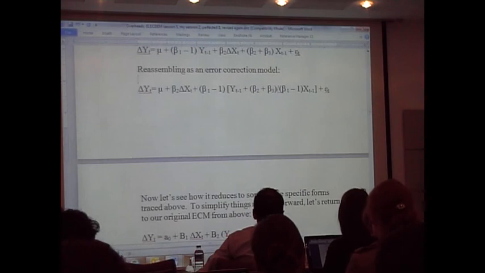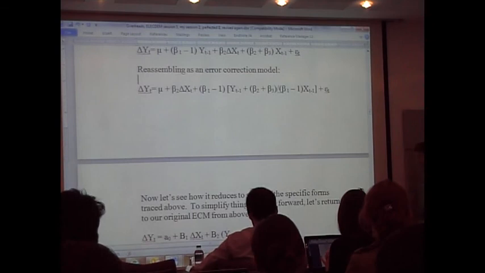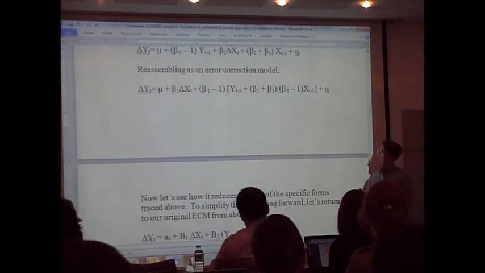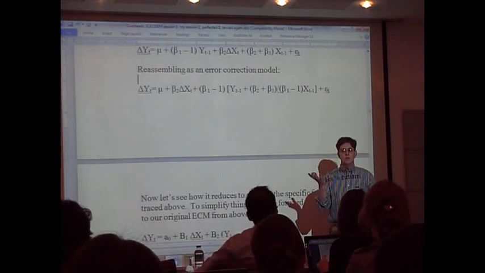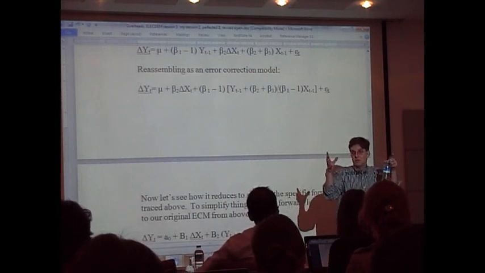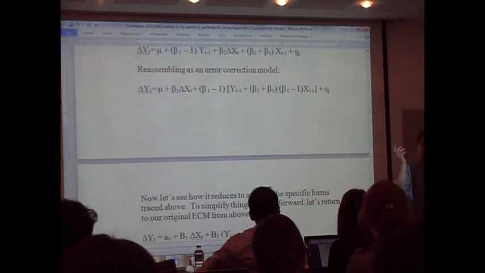Now, does that mean that it doesn't matter which one you use? Well, the ECM is really, really useful if you're trying to model this error correction component, because it's explicitly modeled. It's right there inside those parentheses. That's a really, really good thing. If not in the ADL, you have to back it out, which makes it hard.